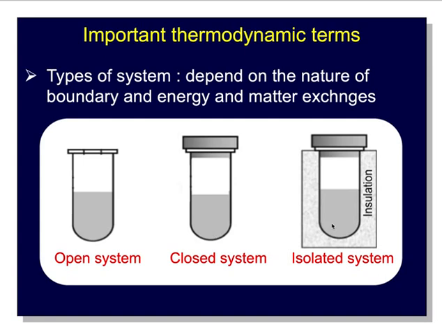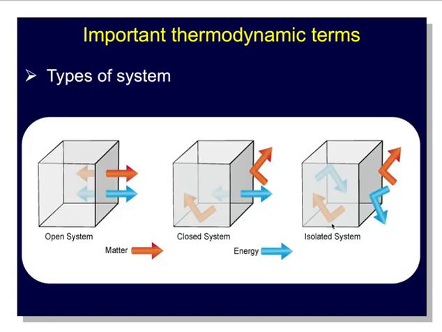Let's look at the same thing in a representation way. What you see is this cube here is a system, and in this system I have tried to show matter in terms of red arrows and energy in terms of bluish arrows. So what you find is that in the open system, matter can come out of the system and get into the system. Energy can come out of the system, energy can get into the system.